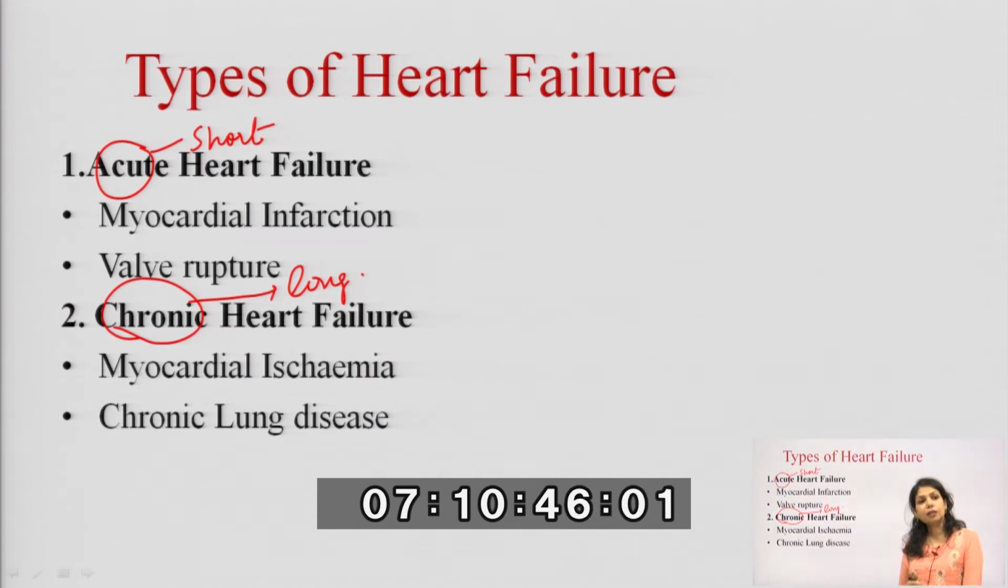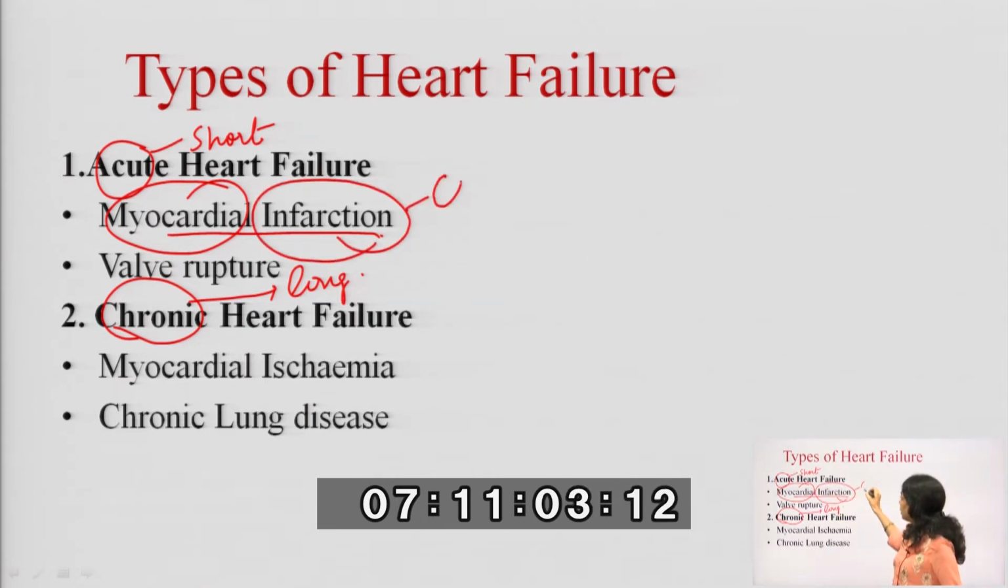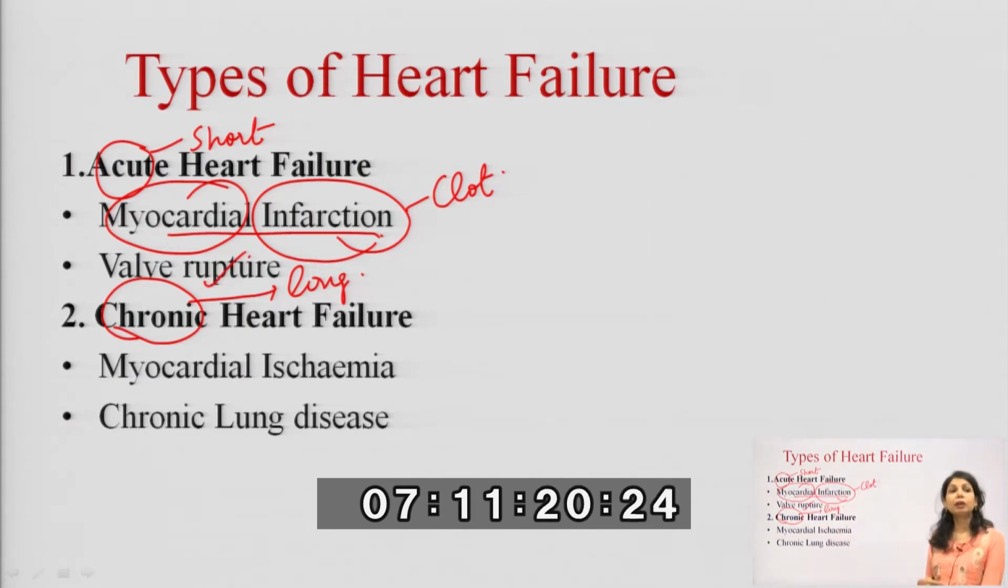Acute heart failure takes place due to certain diseases the patient is suffering from. One such disease is myocardial infarction. Now, what is myocardial infarction? In the myocardial portion of the heart, the muscle portion, there is infarction, that is, clot deposition. When there is clot deposition, the blood flow to the heart is obstructed. So it will result in congestive heart failure, or a valve may rupture.